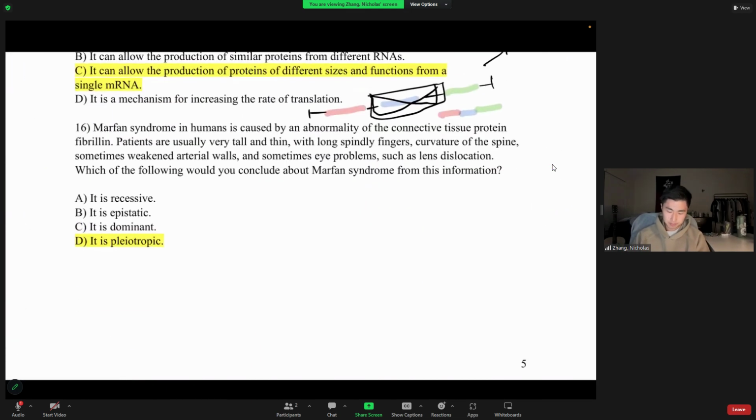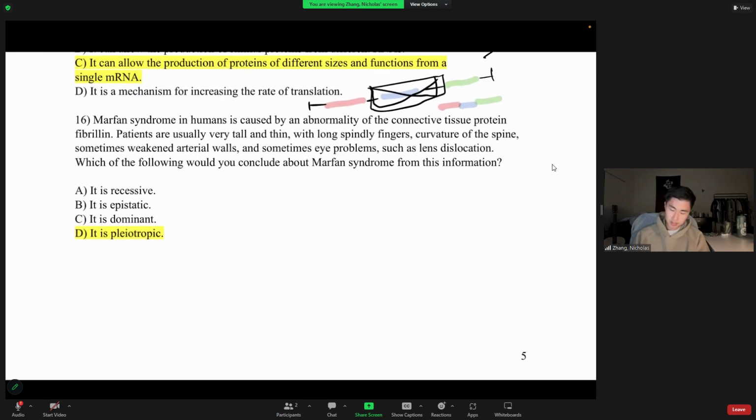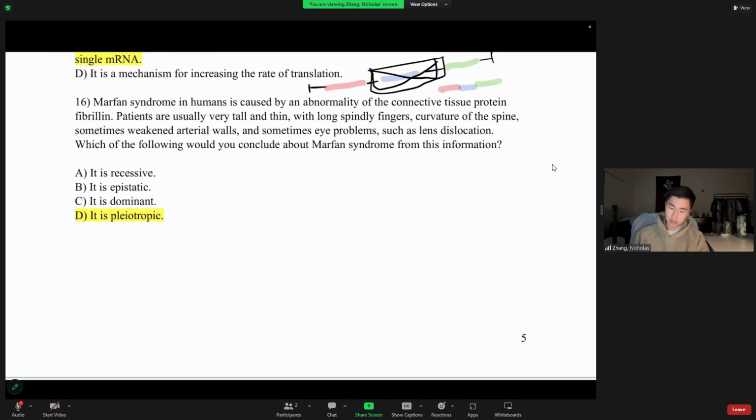Pretty cool concept. Marfan syndrome in humans is caused by an abnormality of the connective tissue protein fibrillin. And they're very tall and thin with long, spindly fingers, curvature of the spine, weakened arterial walls, stuff like that. Which of the following would you conclude about Marfan syndrome from this information? The answer is it is pleiotropic. Pleiotropic means that one allele, one gene, expresses itself in different phenotypic forms that are seemingly unrelated. For example, height and arterial walls are both affected.